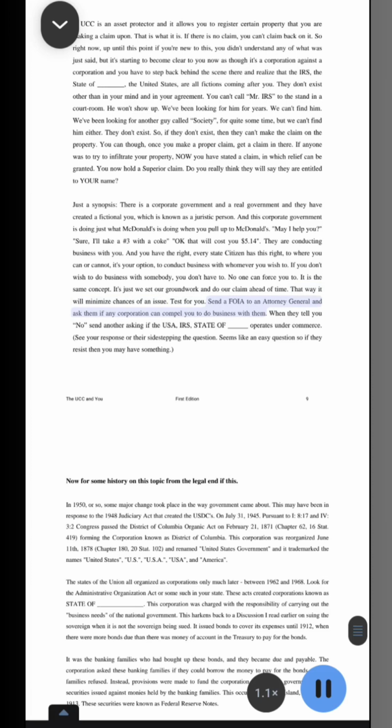Test for you: send a FOIA to an attorney general and ask them if any corporation can compel you to do business with them. When they tell you no, send another asking if the USA, IRS, state of blank, operates under commerce. See your response. Are they sidestepping the question? Seems like an easy question, so if they resist, then you may have something.